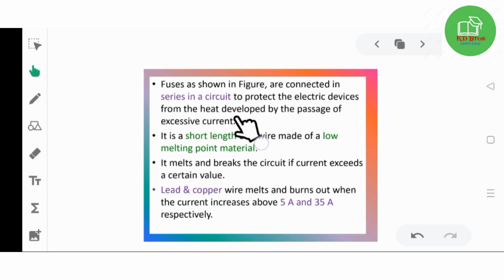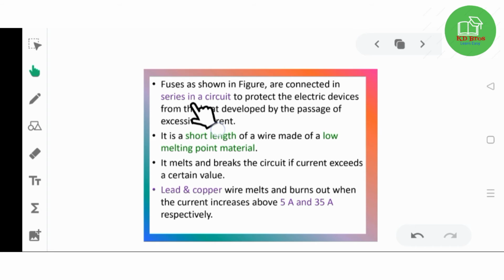Now fuses, as shown in the figure, are connected in series in a circuit to protect the electrical devices from the heat developed by the passage of excessive current. So we can ask another question: why do we need to connect these fuses in series? Okay, because when you connect in series the circuit will be open. When the high voltage or high current passes, the fuse wire will be melted, so our home appliance will be safeguarded.